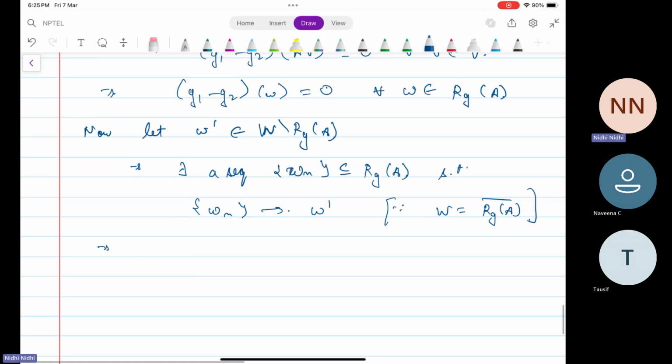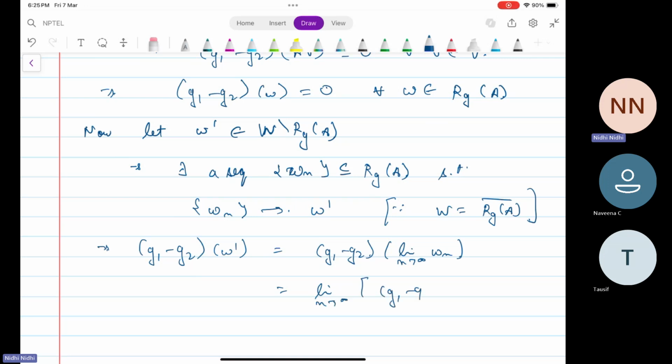This implies g1 minus g2 at this w prime, by continuity, is equal to g1 minus g2 at limit n tending to infinity wn. This limit can be taken outside: limit n tending to infinity g1 minus g2 at wn. Now, since wn is an element in range of A, and we know that for all w in range of A, this is 0, so this is 0.